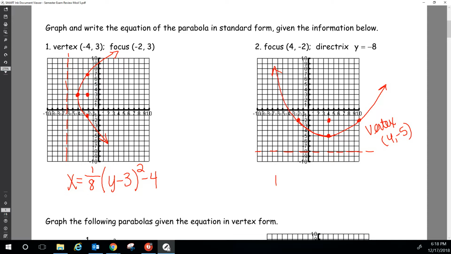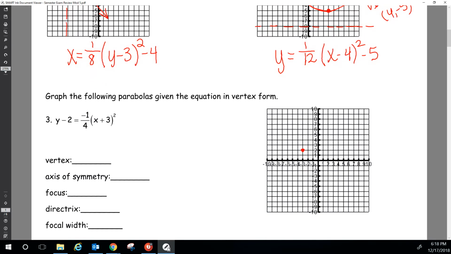Since it's upward, we know it's a y equals. Since it's positive, my focal width is going to be positive. And my focal width this time is 12, 6 + 6, which is 12. And then x minus 4 for my vertex, squared, and then minus 5.